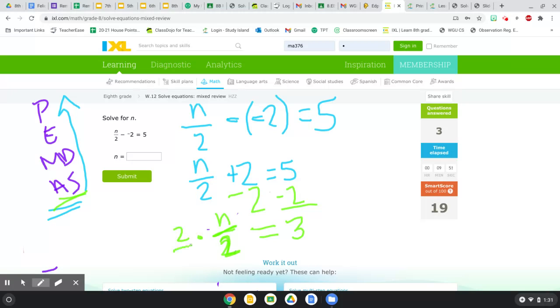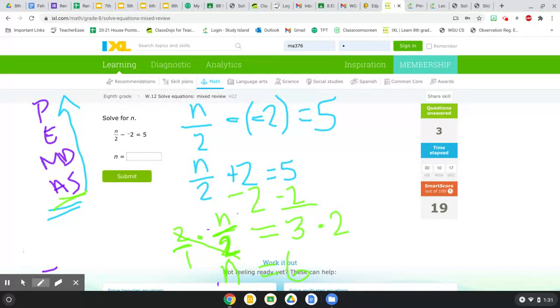So again, since n over 2 is like a fraction, I'm going to put times 2 over 1. But I've got to keep things balanced, so I've got to multiply by 2 on the right-hand side as well. So on the left-hand side, a numerator of 2 over a denominator of 2 is going to give me one whole. So that's going to give me 1n, or just n. Bring down my equal sign. Well, 3 times 2 I know is 6.